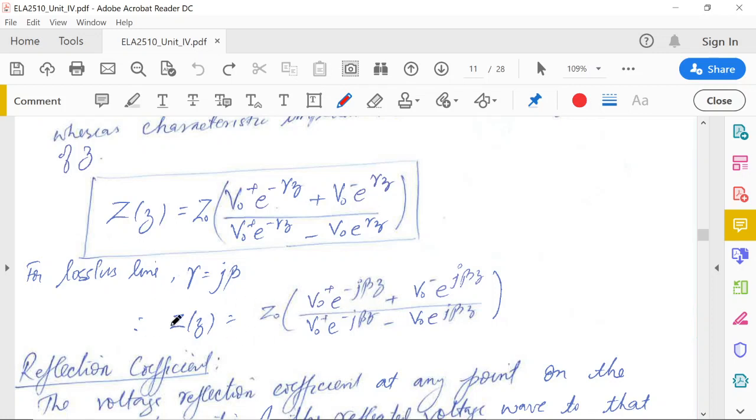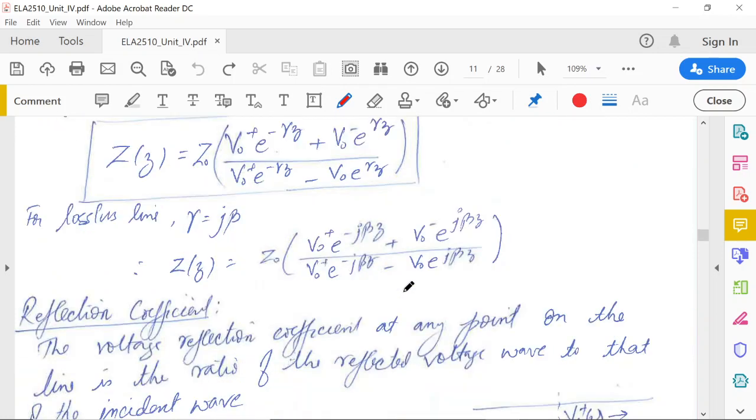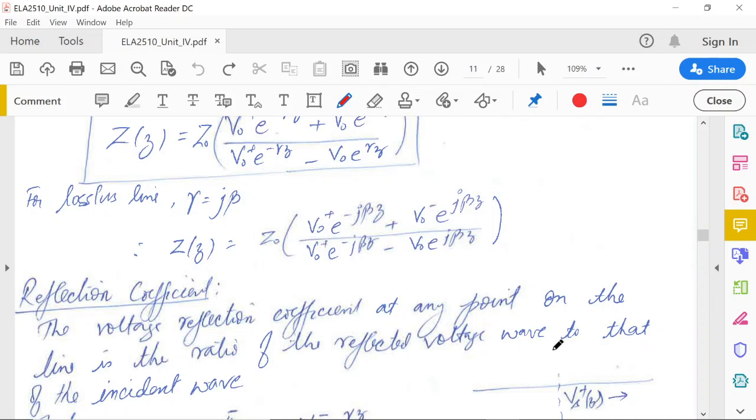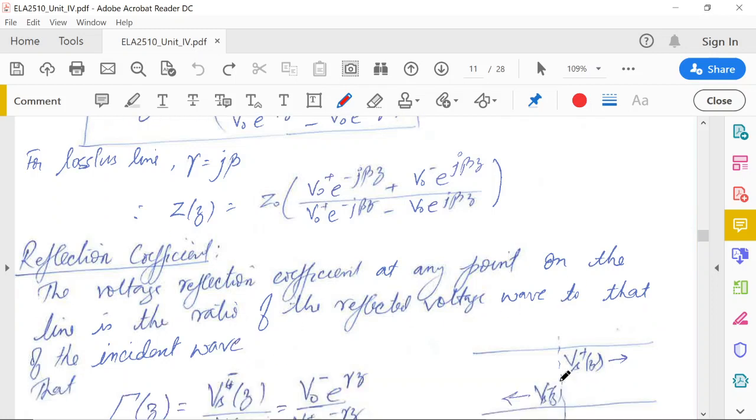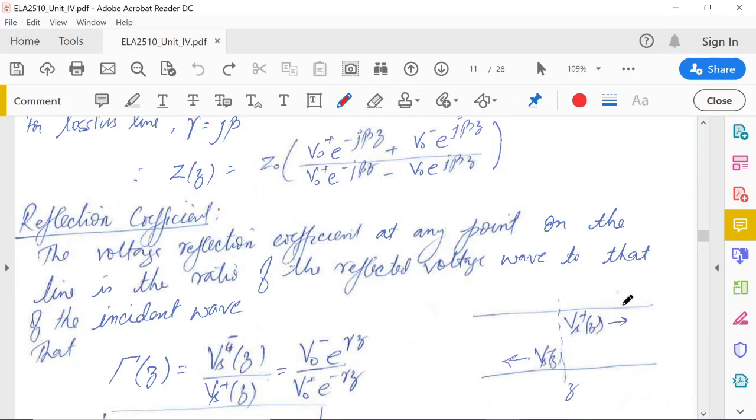Okay, now moving to the reflection coefficient. The voltage reflection coefficient at any point on the line is the ratio of the reflected voltage wave to the incident wave. So what will happen when you have a transmission line: the positive voltage wave, the incident wave, will move in the positive z direction, whereas the wave moving in the negative z direction is called the reflected wave. The ratio of Vs minus (z) over Vs plus (z) is generally called the reflection coefficient.